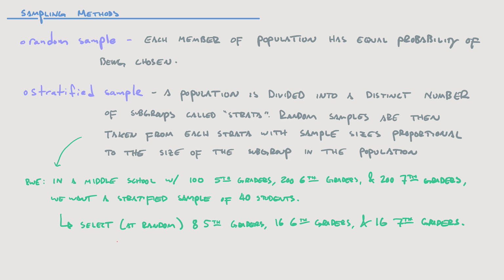We want to select at random 8 fifth graders, 16 sixth graders, and 16 seventh graders, and that'll give us a stratified sample of 40, which will be a good representative sample for our population.